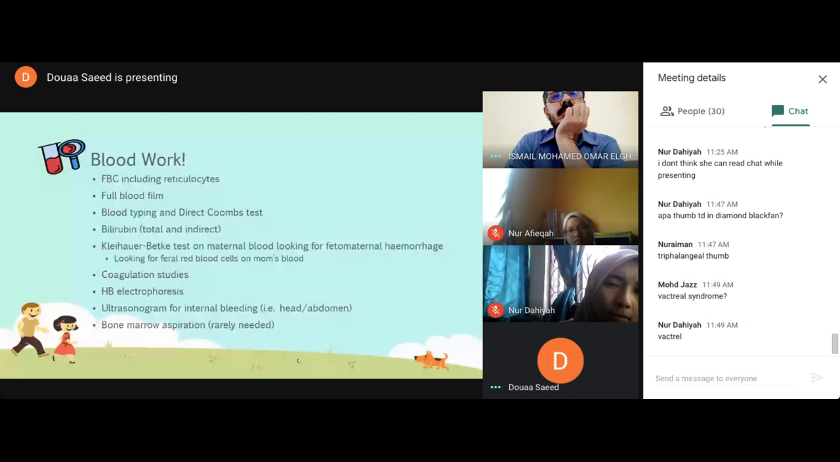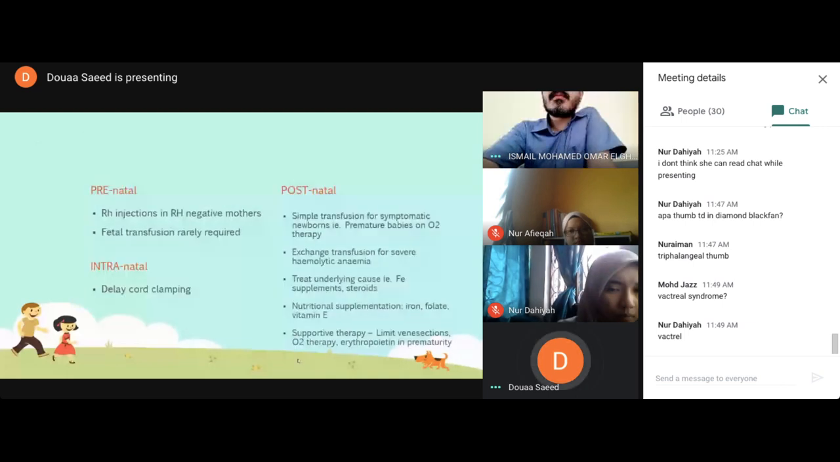In postnatal, you want to consider simple transfusions for symptomatic newborns, such as premature babies on oxygen. You can also do exchange transfusion for severe hemolytic anemia. Treat the underlying cause, like with iron supplements or steroids. You want to obviously give nutritional supplements such as iron, folate, and vitamin E, and always give supportive therapy, which includes oxygen therapy. You limit venesections, and erythropoietin is given in prematurity because of anemia of prematurity.